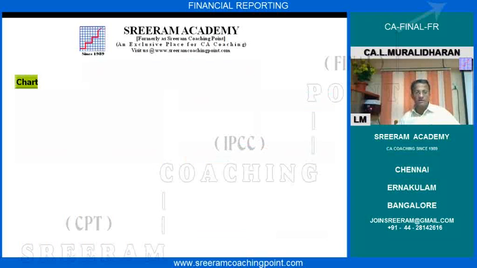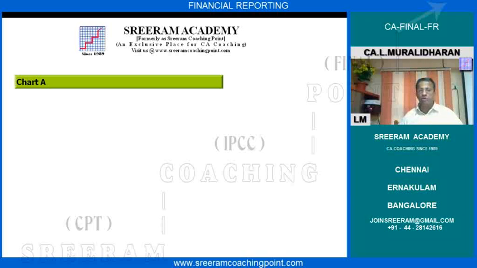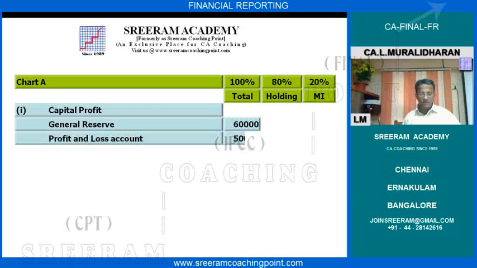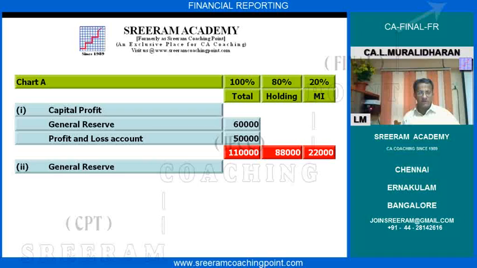Now, as we normally do on the chart A, chart B basis, we understand that the capital profit will be distributed between parent and minority in the ratio of 80/20. General reserve 60,000, profit and loss account 50,000, total 1,10,000. That will get distributed in the ratio of 80/20, 88,000 and 22,000. As you have seen, there was an increase in the general reserve during this post-acquisition period of 20,000, and 80 and 20 go between parent and minority interest.